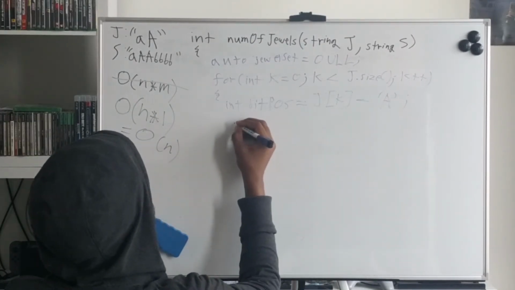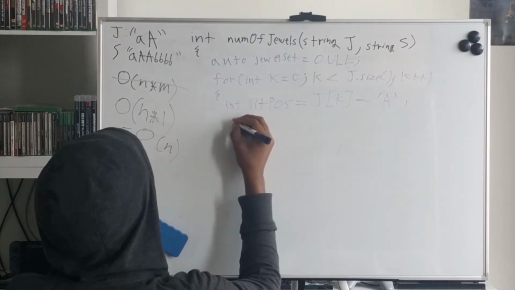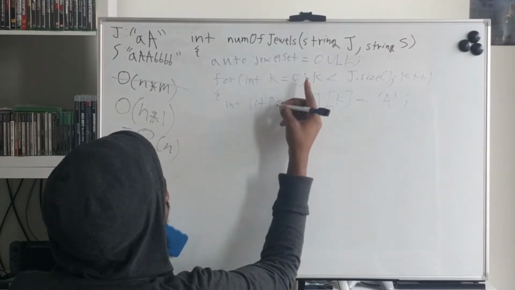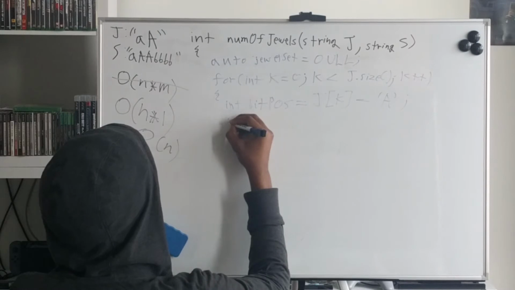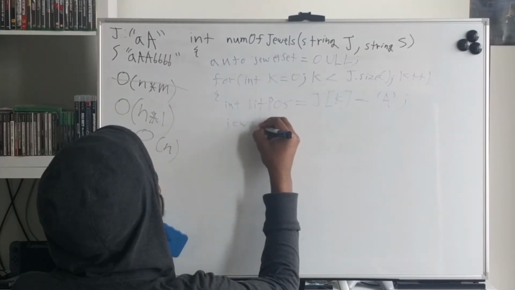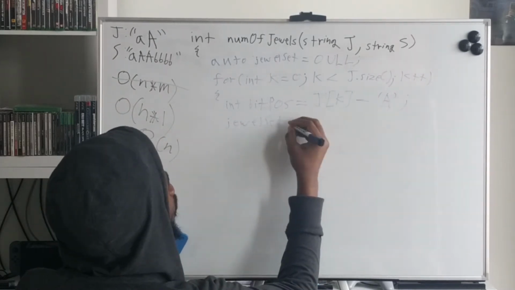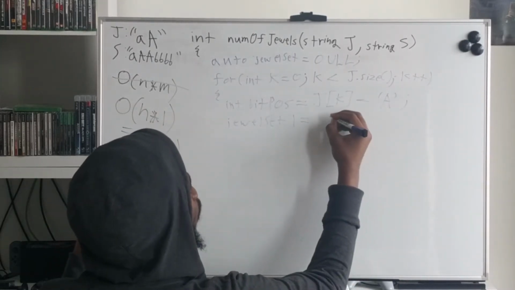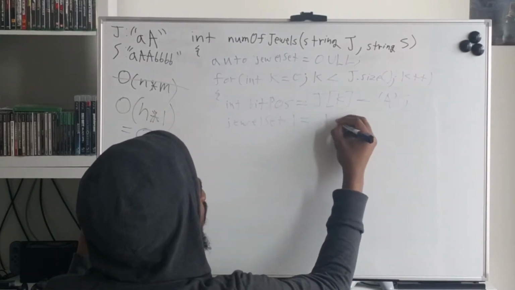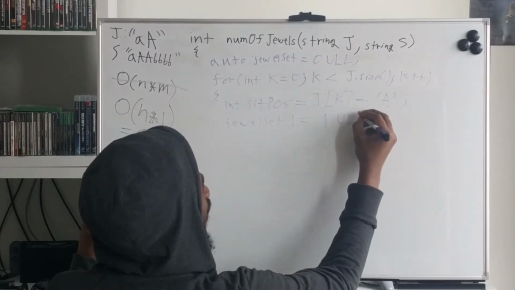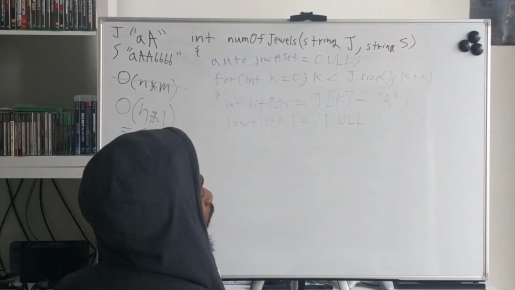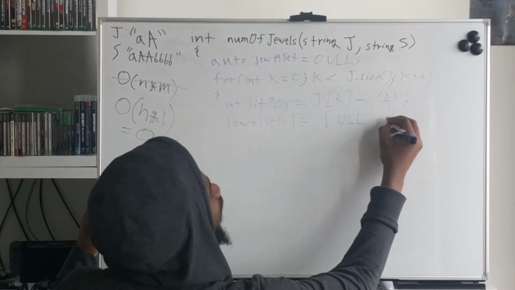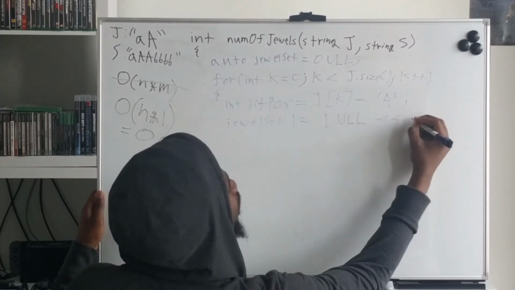And now, after doing this, we're basically going to take our joule set and or-equal it with the number 1. We'll cast that to an unsigned long long as well. And we're going to shift to the left by bit pos.